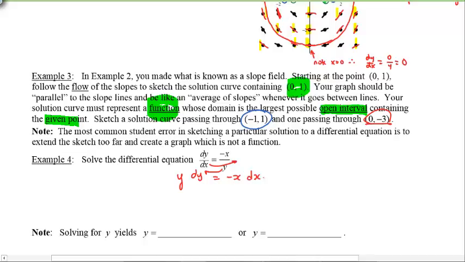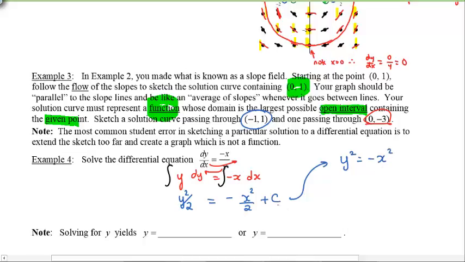Once we separate the variables, the idea once again is to integrate both sides. So you integrate and you integrate. Integrating y, we get y squared over 2. And then integrating -x, that's -x squared over 2. Don't forget we have this plus c. And if you want to solve for y squared but not y, y squared equals double of that. So 2 times -x squared over 2 is just -x squared.